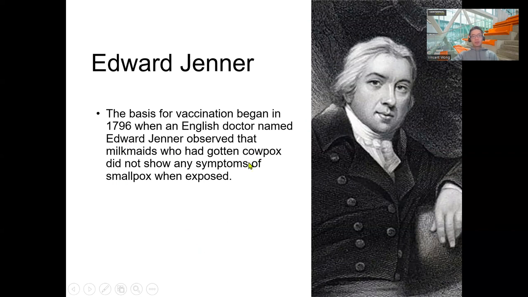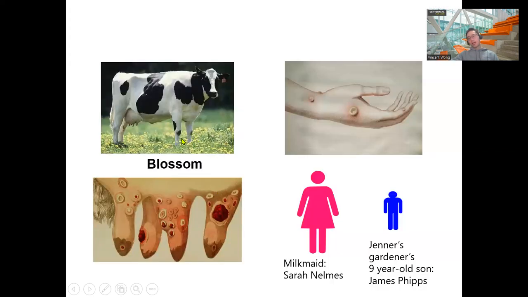Okay, and he observed that milkmaids, which are people who milk the cows. Okay, so he's a pretty well-off guy, I presume, right? He has people working in his house, right, to milk the cows for him and, you know, tend to his garden and stuff like that. So he noticed the milkmaids who got cowpox from milking the cows. They don't show any symptoms of smallpox when they're exposed to it. Okay, so there was a cow. This is a true story from what I read anyways. There's a cow named Blossom, and Blossom has these cowpox in the udder. The udder is where you squeeze and get the milk.